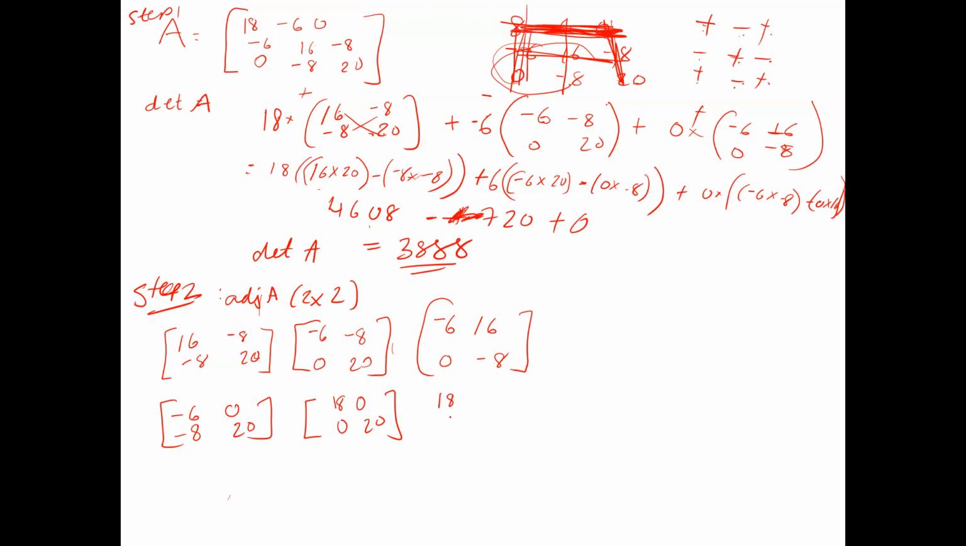18, 0, minus 6, minus 8. Okay. And now the bottom one. To get this one, we cancel this and that one. Okay. So this one we leave. For that one, this and this: minus 6, 16, 0, minus 8.